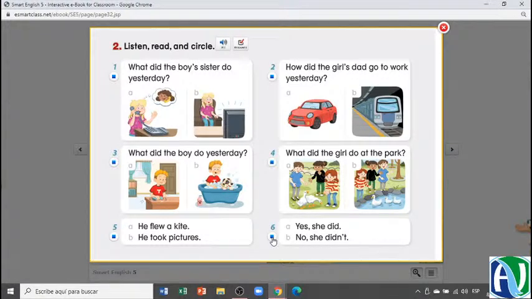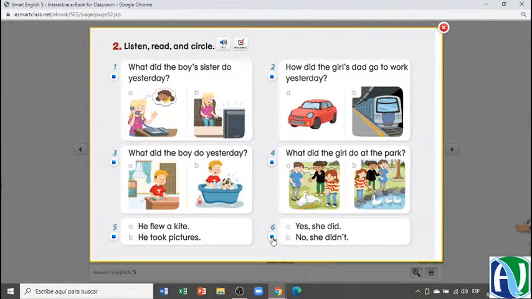Six. Where are you? I'm in my room. Did you do your homework? No, I didn't, but I'll do it later. Did the girl do her homework?